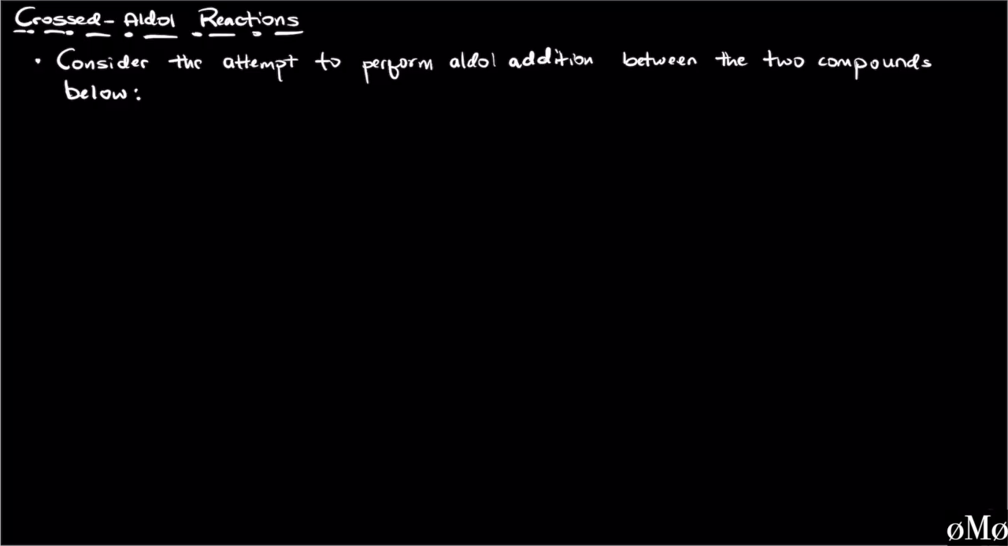So you take the aldehyde or the ketone, you deprotonate it to form the enolate, and then in that same flask you have the aldehyde or the ketone, which can then act as an electrophile, and you form your aldol product. But what if we wanted to perform an aldol addition between two different compounds?